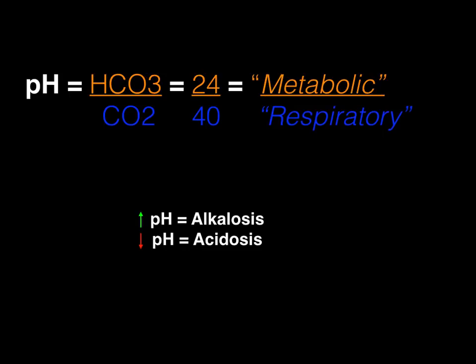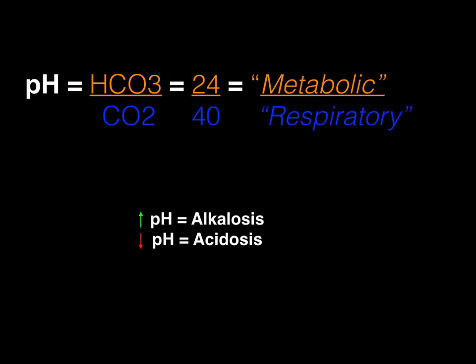The only thing that you're going to have to memorize today is right here on this slide. So you need to know that when you set up the pH equation, it's bicarb over carbon dioxide. You also need to know the normal values. So a normal pH is 7.40. A normal bicarb, which is our numerator, is 24. And a normal carbon dioxide, which is our denominator, is 40.